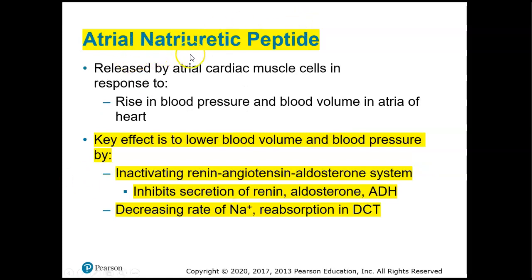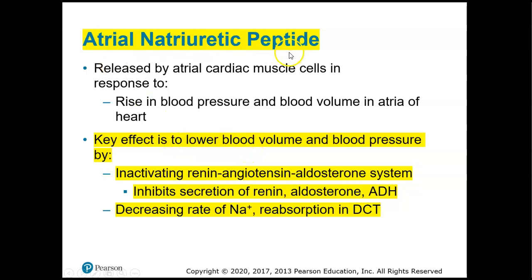Atrial natriuretic peptide, ANP, is released by the atrium of the heart. That's why it's called atrial. And it affects sodium because the Latin name for sodium, the reason it's given the symbol Na, is natrium. So natriuretic means that it acts on sodium. It's released by the heart and it acts on sodium. The key effect is to lower blood volume and blood pressure.